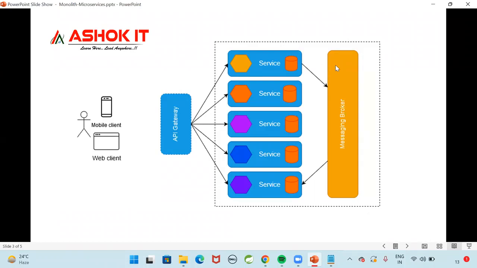No need to wait for all the services. If you complete the first service, then you can release the first service to the client. If you complete the second service, then you can release the second service to the client. If you complete the third service, you can release the third service to the client. That means application development will be faster. Application releases also will be faster.